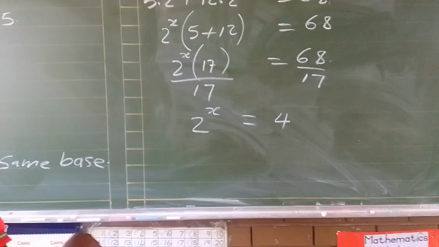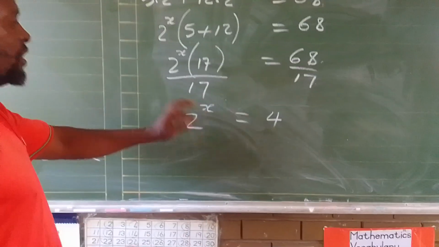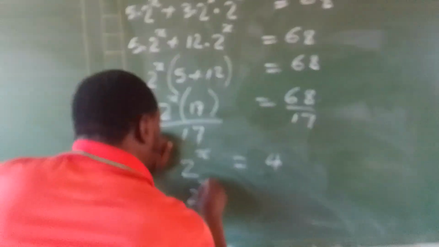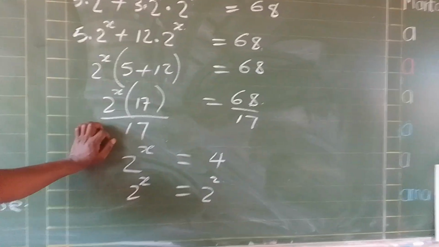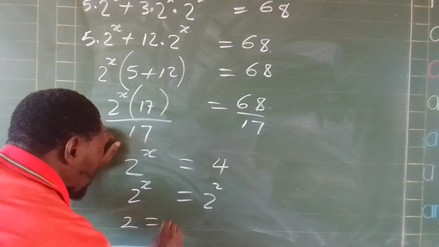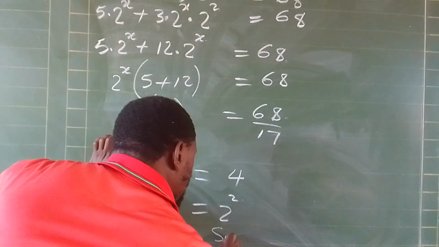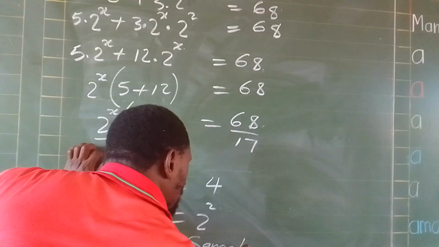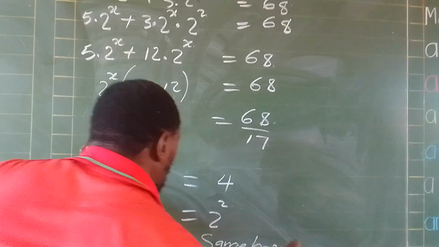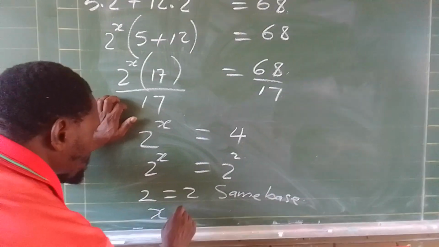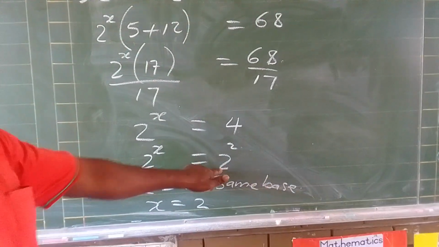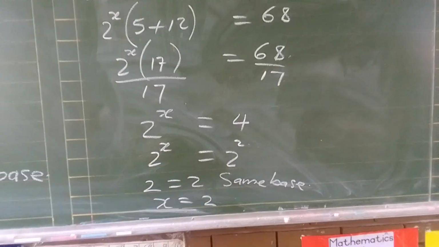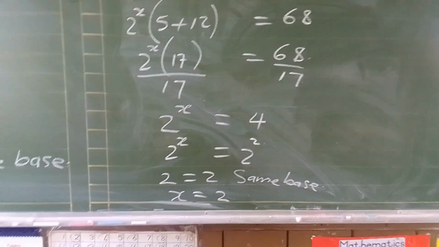Now you make the bases the same. 2 to the power x is equals to 2 to the power 2. Therefore, same base, then x must be equals to 2. X is equals to 2 because we have the same base. Now we are done with that one.